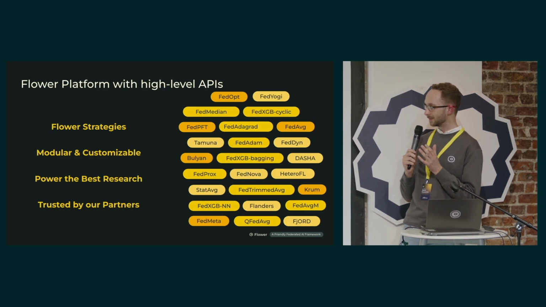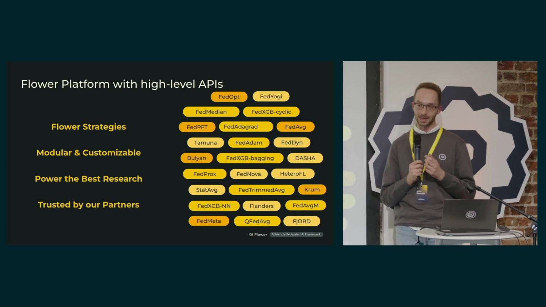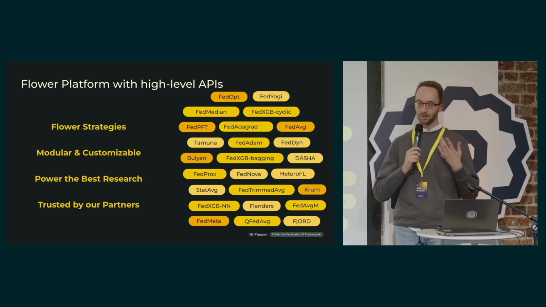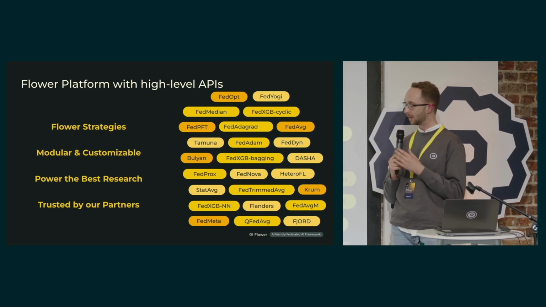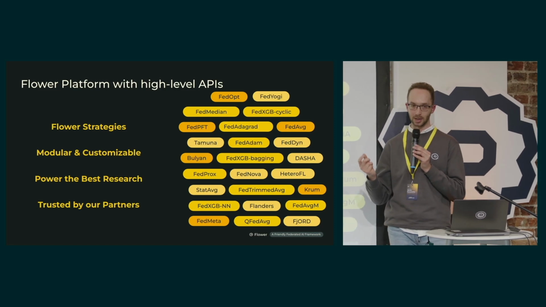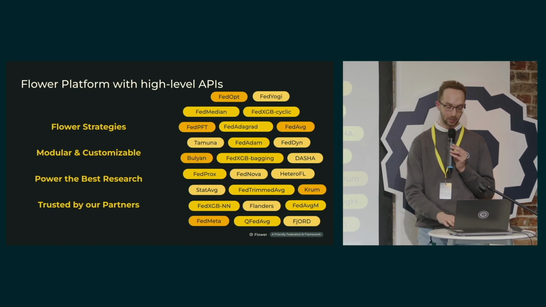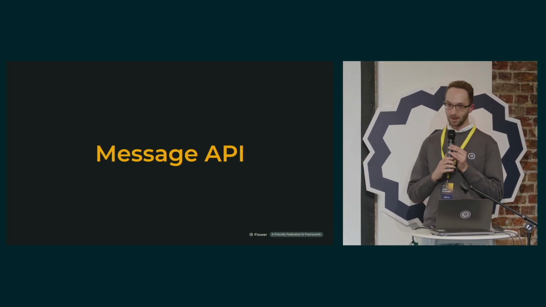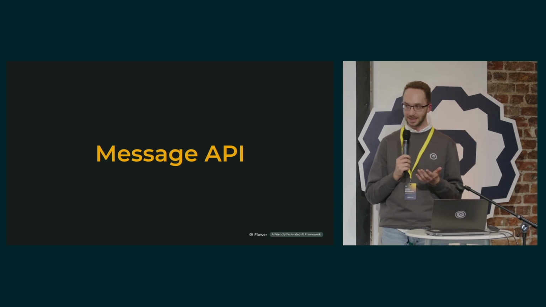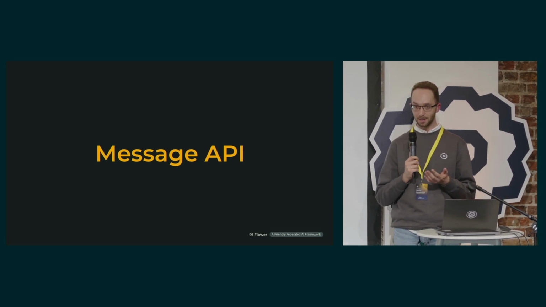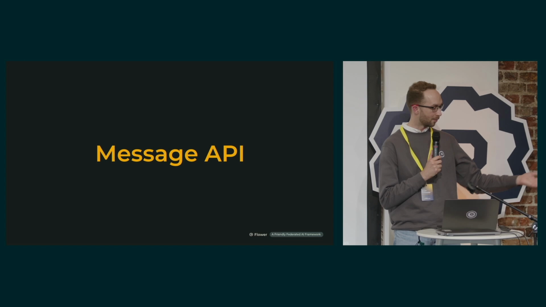But sometimes we were wondering if there is a better way to write Flower apps, a better way that gives us more control than what strategies allow us to do. And we think there is a better way. We call it the Message API. And to tell you everything about it, here is my colleague, Pan.